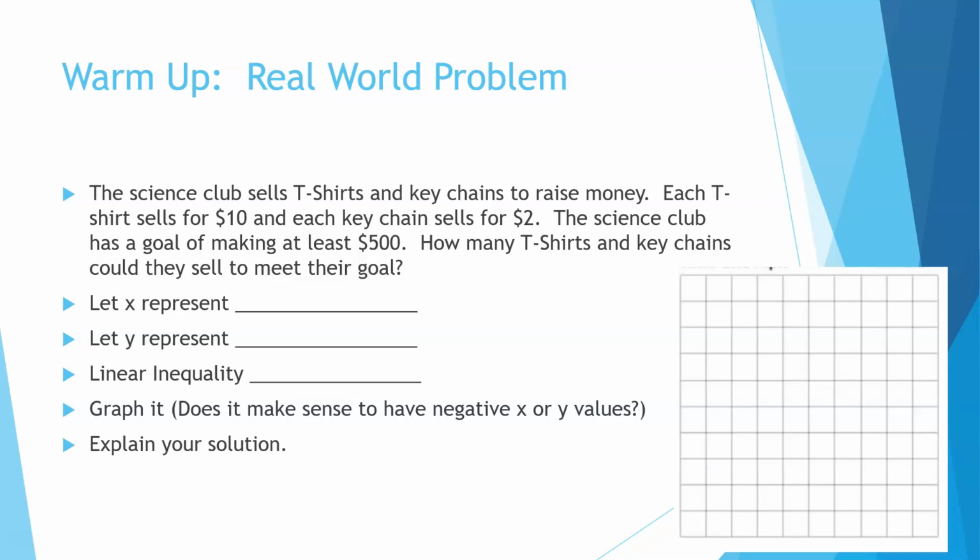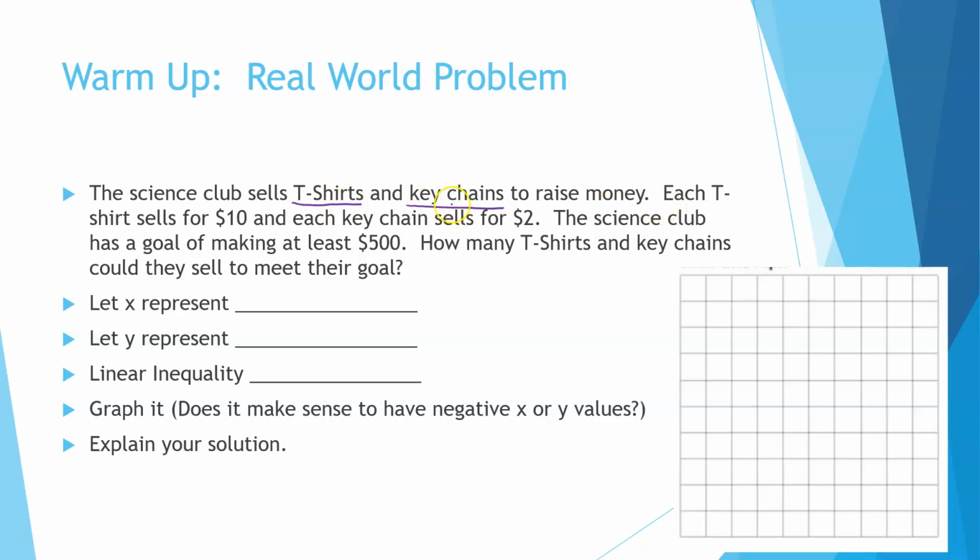So in this case, the Science Club sells t-shirts and keychains. So we're talking about two separate things, which will be important to raise money. Each t-shirt sells for $10 and each keychain sells for $2. The Science Club has a goal of making at least $500. How many t-shirts and keychains could they sell to meet their goal?